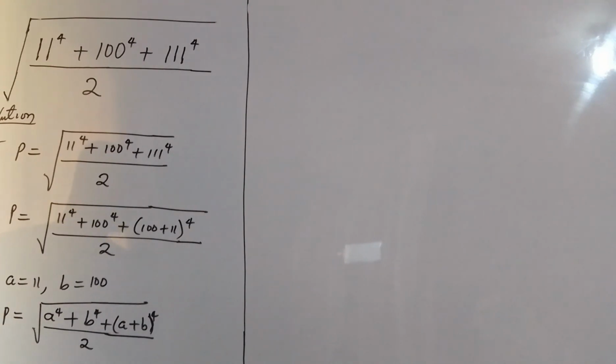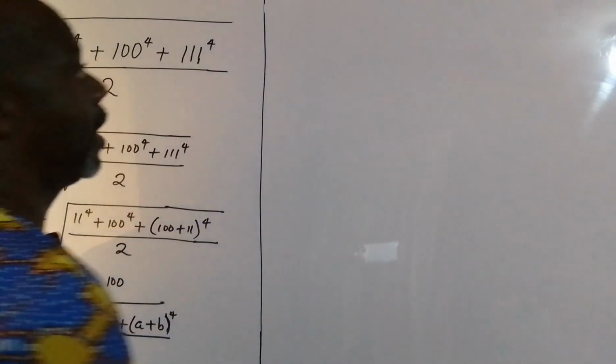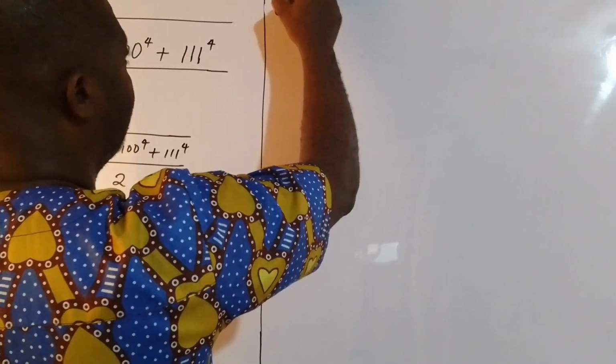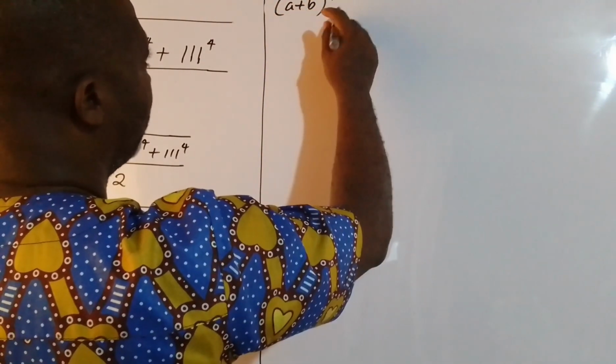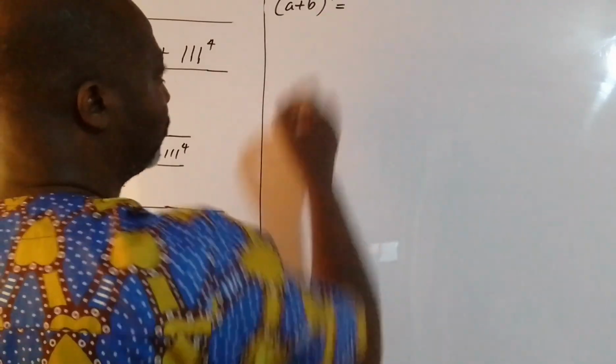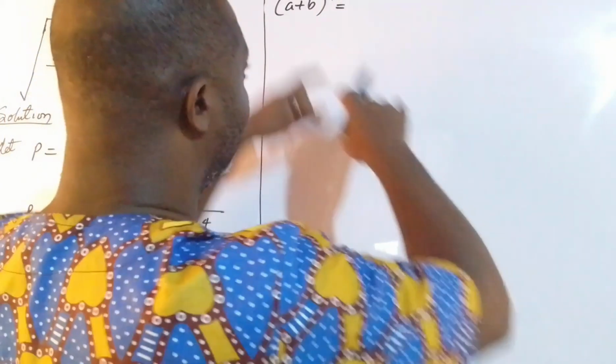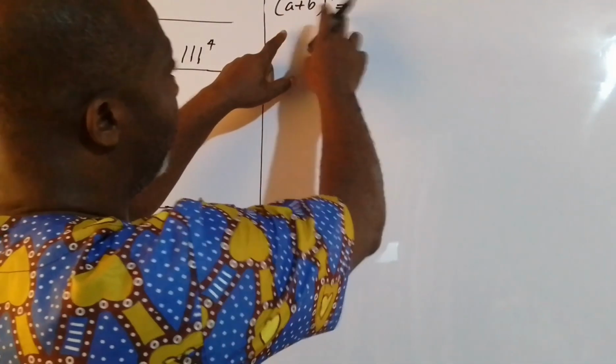So what do we do now? The next thing to do is to find the expansion for A plus B to the power of 4. Yes, I'm going to find the expansion for A plus B to the power of 4. I'm going to be using Pascal's triangle, that's binomial coefficients. So let's use Pascal's triangle to obtain the coefficients for the terms of this particular algebraic identity. So we have A plus B to the power of 4. So let's find the coefficients using Pascal's triangle.